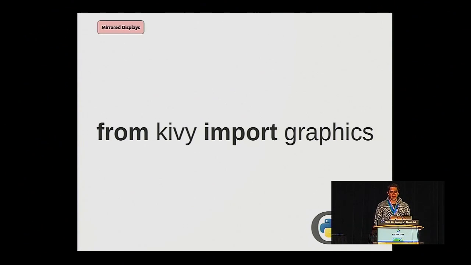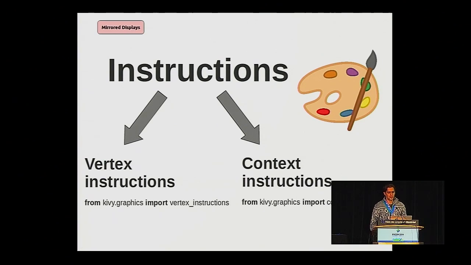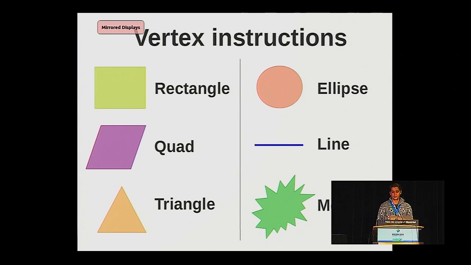And the main concept of drawing something with Kiwi is instruction. There are two main kinds of instruction in Kiwi: vertex instructions and context instructions. Let me explain the difference between them. Vertex instructions are very easy. They're just the graphical primitives you may use for drawing a rectangle, circle, quad, or line, and from these primitives, sure, you may create a more complex image in your application.